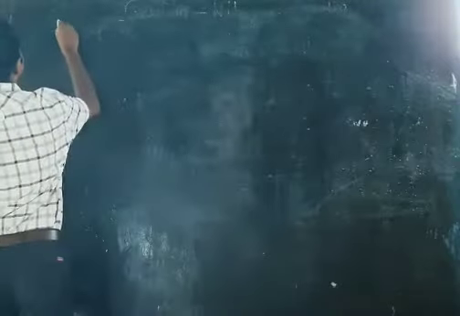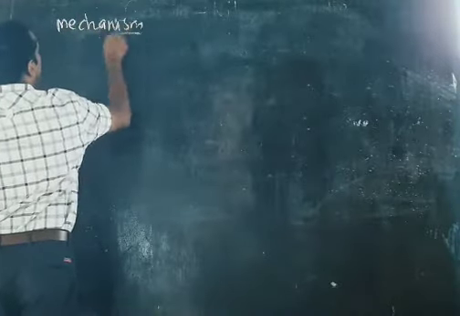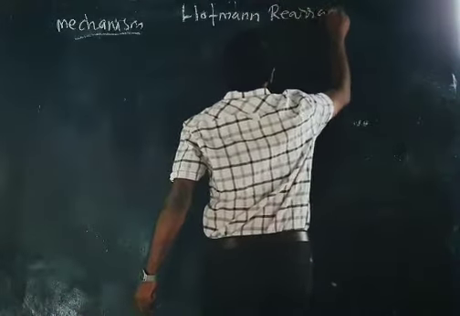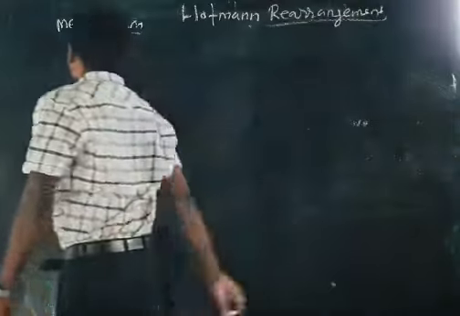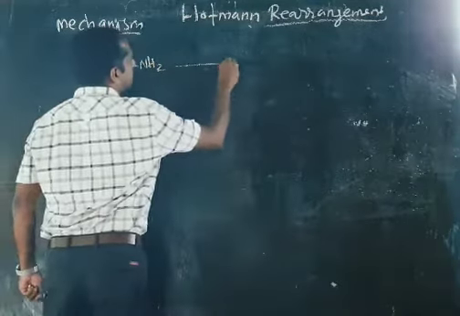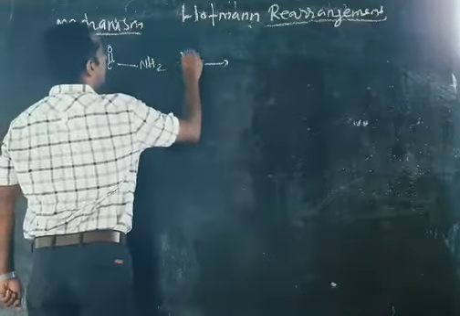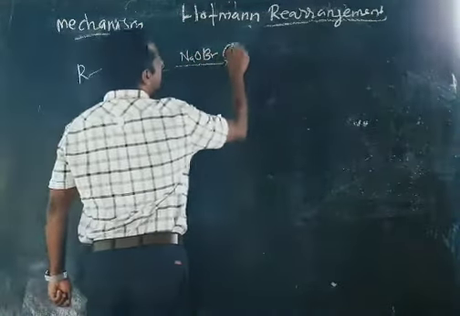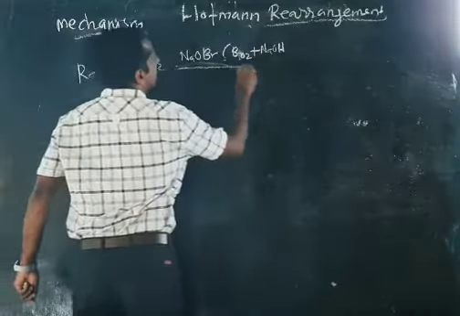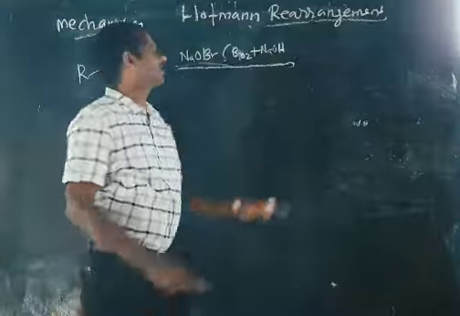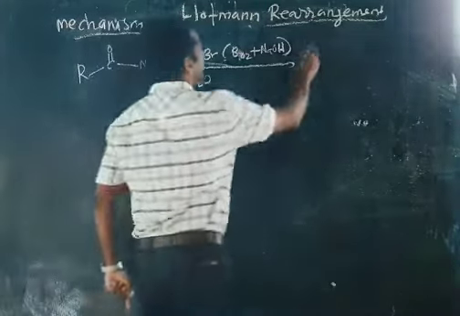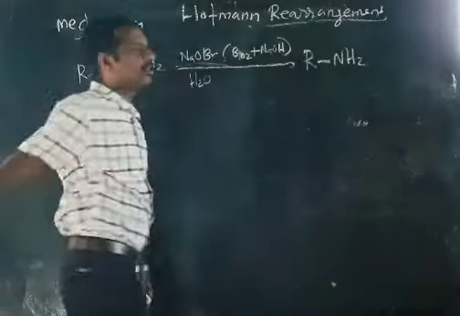Look at the mechanism of the Hofmann rearrangement. RCONH2 is treated with sodium hypohalite. For example, we are taking NaOBr. NaOBr means Br2 plus NaOH, sodium hypobromite, followed by hydrolysis, treatment with water, and we get RNH2. So now we are going through the mechanism.